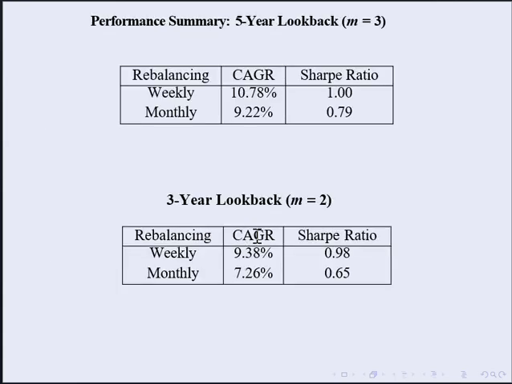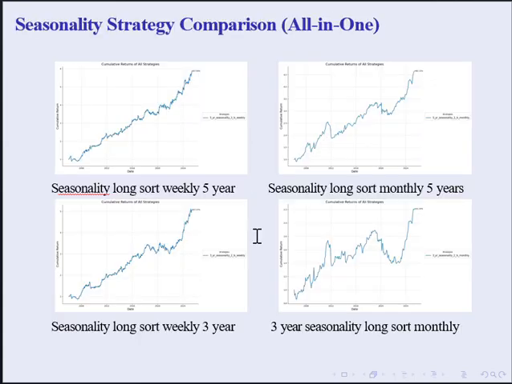You can clearly see in the table that the 5 year look back period works much better than the 3 years look back period, and 5 years with weekly rebalancing is giving the highest CAGR 10.78% and highest Sharpe ratio 1.00. You can clearly see in the plots also that the 5 year look back period with weekly rebalancing is giving the highest CAGR, highest return in terms of cumulative return.